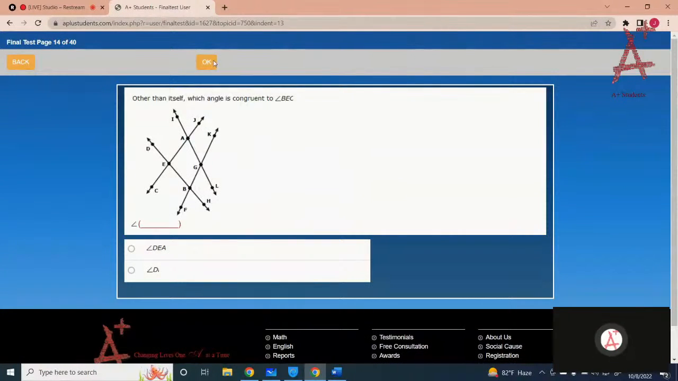Okay, other than itself, which angle is congruent to angle BEC? Here is BEC. So which angle is congruent to angle BEC? It would be DEA. Got it? DEA is congruent to BEC.